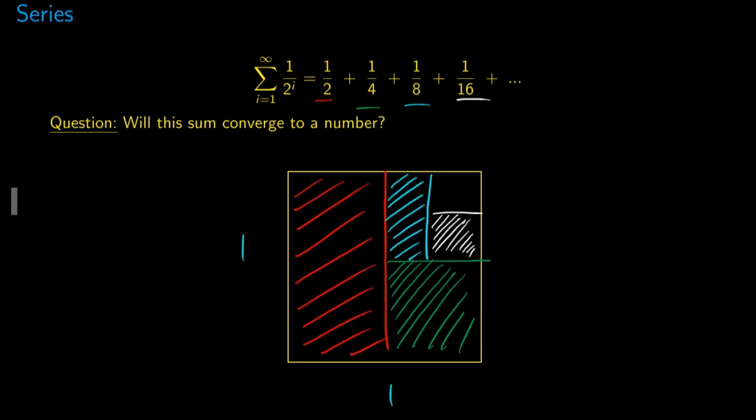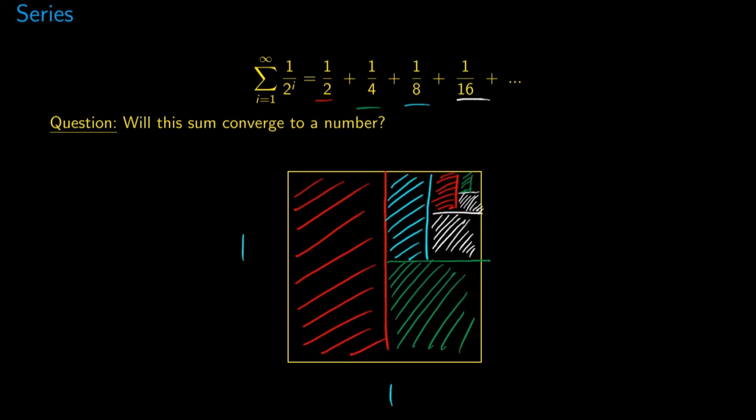So on and so forth, and you can see that as we continue this process and keep adding powers of 1/2, we're just going to be basically backing ourselves into this corner. So it's never going to be more than 1, but it's going to be, in a way, getting arbitrarily or infinitely close to 1. So we would say that this sum converges to 1.